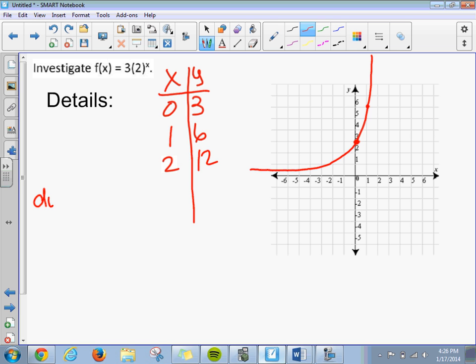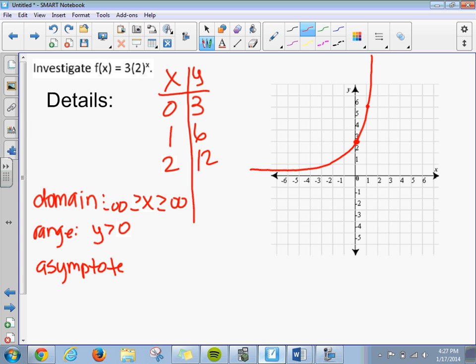So when we talk about our domain, we were able to plug in any number. We could have fractions, we could have negatives, we could have whole numbers, and so our domain is that x is going to be between negative infinity and infinity. Our range, we talked about how we had that asymptote at y is equal to 0, so y can be any value that's greater than but never equal to 0. We have that asymptote, so let's write that one down at y is equal to 0.